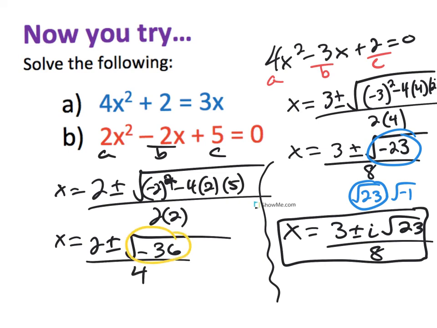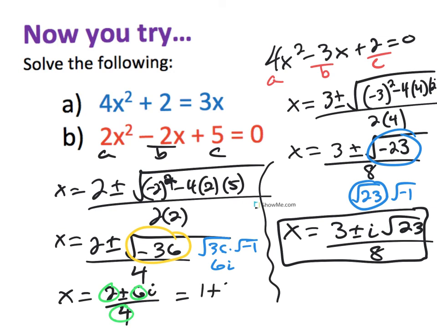And the square root of negative 36 can be written as the square root of 36 times the square root of negative 1, or 6i, right? Because the square root of 36 is nice. And so that becomes 2 plus or minus 6i all over 4. And notice these are all divisible by 2. And so if I divide each by 2, my final answer would be 1 plus or minus 3i all over 2. And that would be my final answer here.